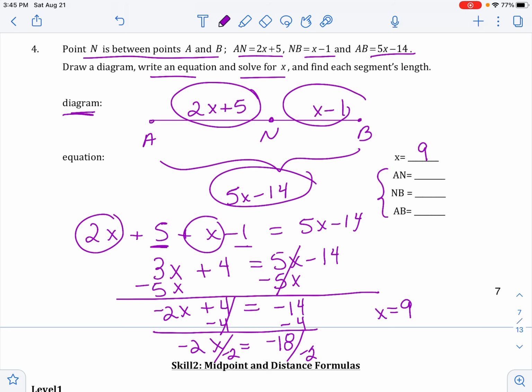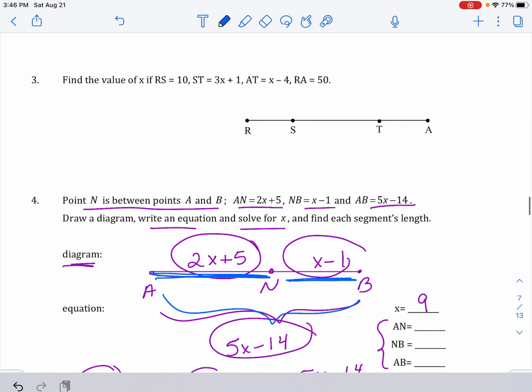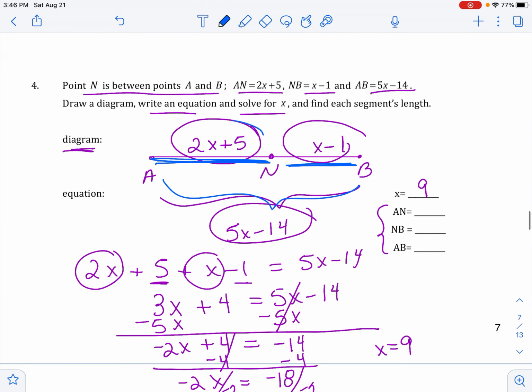But now notice it asked me for a couple other things. It wants you to figure out what is the length of AN. So I want to know how long this is. I want to know how long NB is. And I want to know how long this piece is. But since we know x, what you're going to do is take this x that we figured out is 9, and plug it back into the expression for AN.